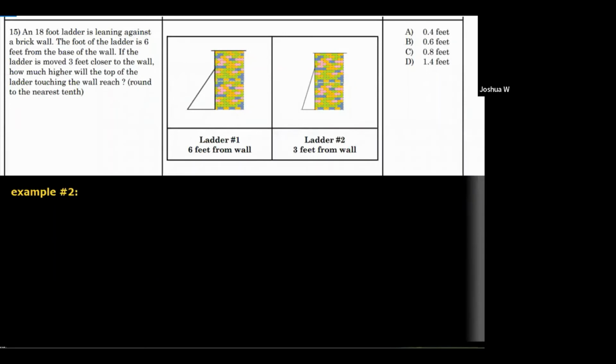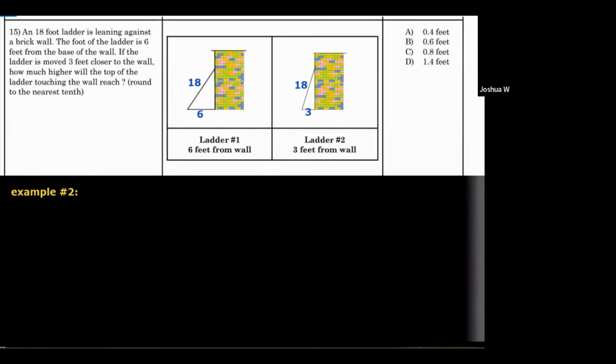For the second example, an 18-foot ladder is leaning against a brick wall. The foot of the ladder is 6 feet from the base of the wall. If the ladder is moved 3 feet closer to the wall, how much higher will the top of the ladder touching the wall reach, rounded to the nearest tenth of a foot? Well, for this example, I drew the building itself as this colorful mosaic of dots. But the black ladder, that's the ladder leaning against the building. We have a side view here.